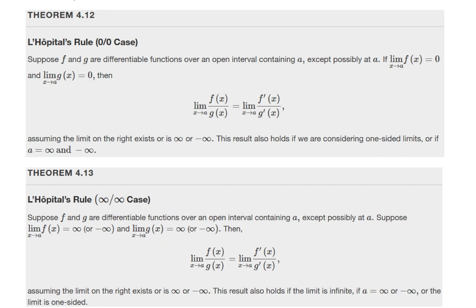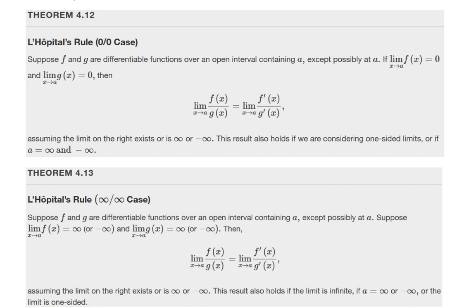As x goes to a, or as x goes to positive or negative infinity, we take the limit as x goes to a of the numerator or the denominator, and if that's true, and we end up with infinity over infinity, or negative infinity over negative infinity, then we can apply L'Hopital's.